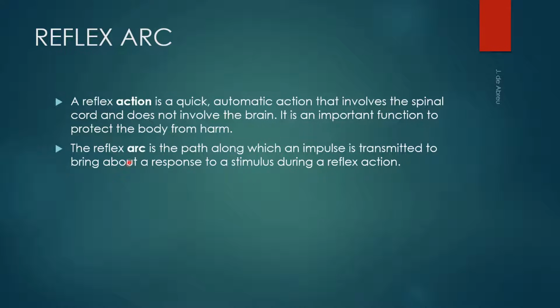The reflex arc is the path taken by this impulse. So across the sensory neuron to the spinal cord and back by the motor neurons to bring about a response to a stimulus during a reflex action. So reflex action is the actual action that you do. You touch a hot plate and you lift up your hand quickly. The reflex arc is the path taken along which the impulse is transmitted. Okay, so you must be able to tell the difference between the two.